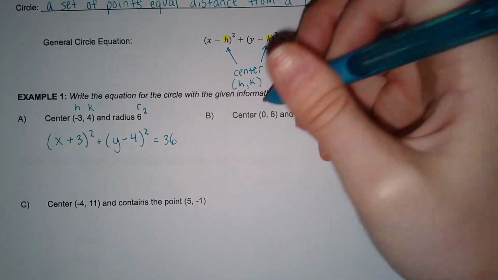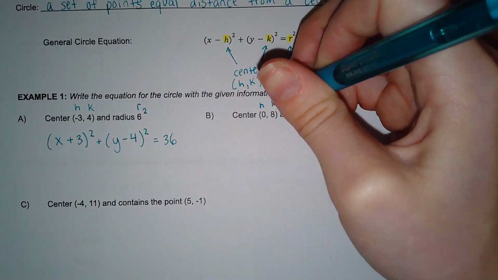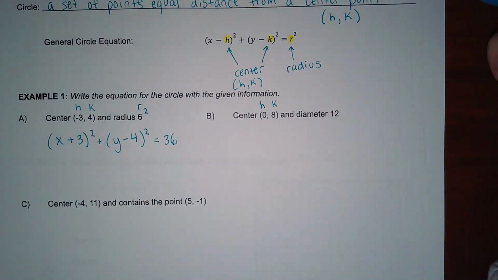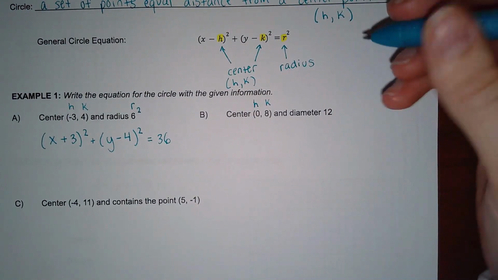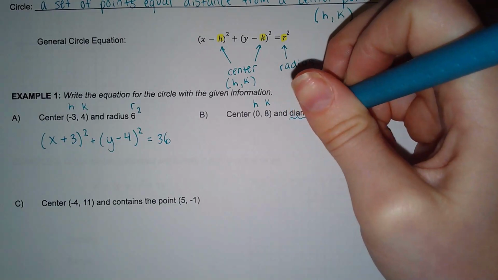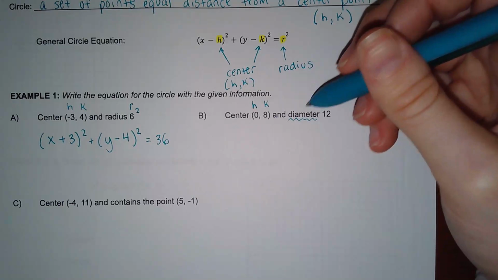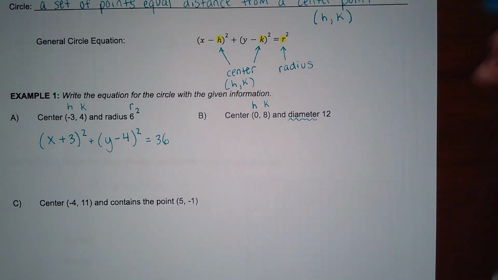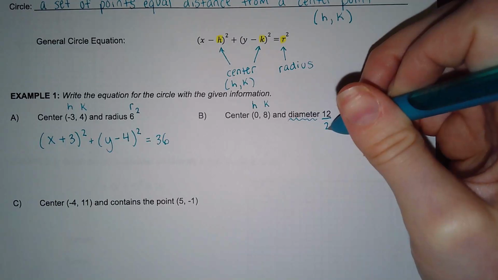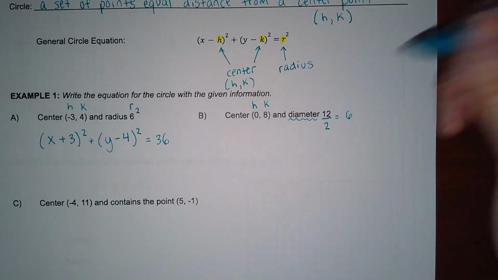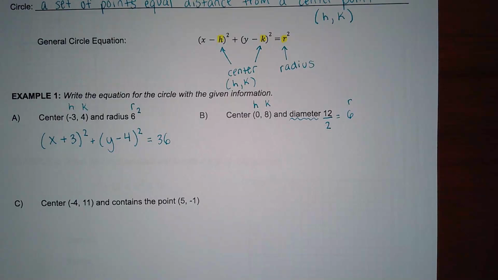Let's try another one. The center is 0, 8. So H is 0 and K is 8. And then this is our diameter. Now we do want to be careful about that. If you remember, a diameter is all the way across the circle. So to find the radius, we would need to take half of the diameter. So I'm going to take half of the diameter. If the diameter is 12, that means the radius is 6.